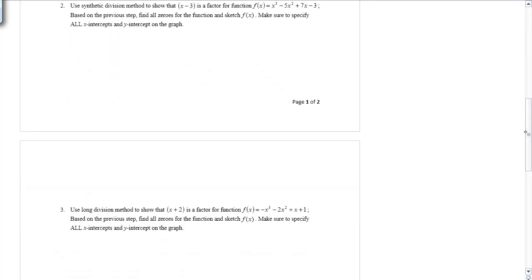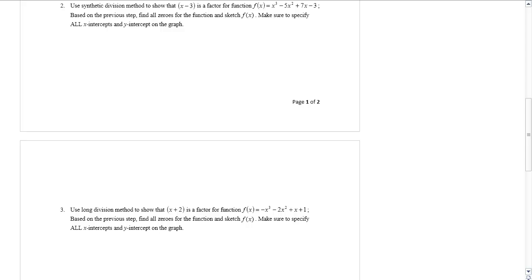Next problem, use the synthetic division method to show that x minus 3 is a factor for the function. This is a third-degree polynomial function. And then after that, we need to find all zeros and sketch the graph as well.